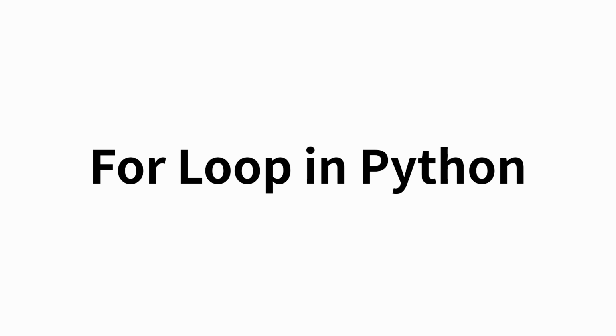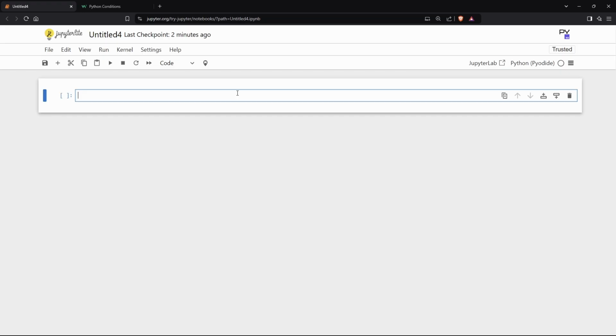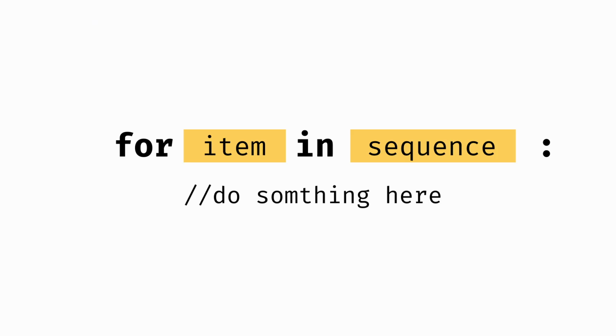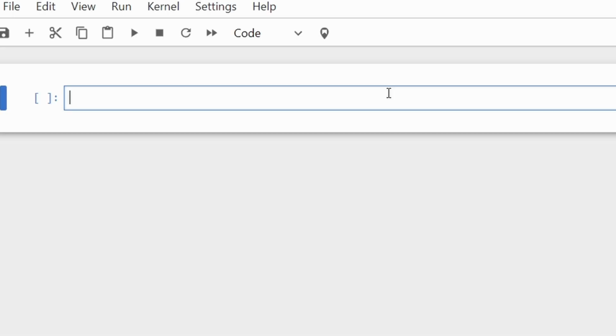Here's how you can use loops in your Python coding project. A for loop allows you to iterate over a sequence like a list, tuple, or string. The basic syntax is like this: for a certain item in a sequence, you do something for it. Let's break it down with a simple example in Python.